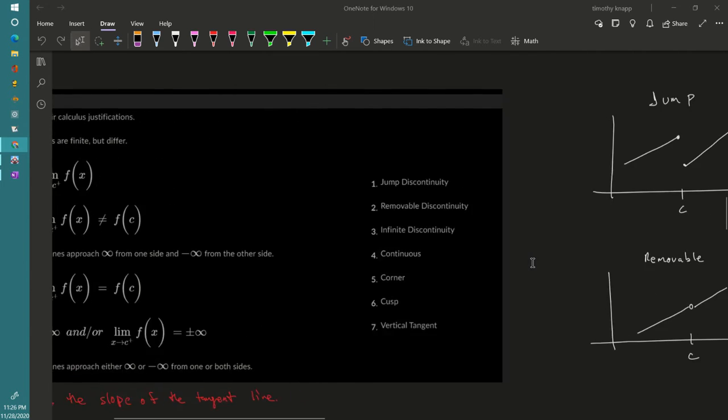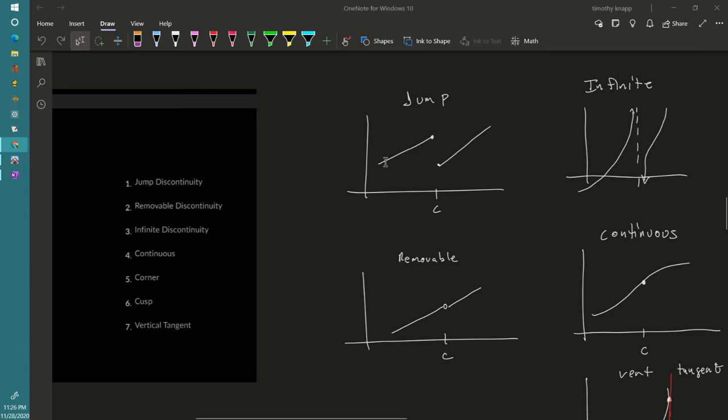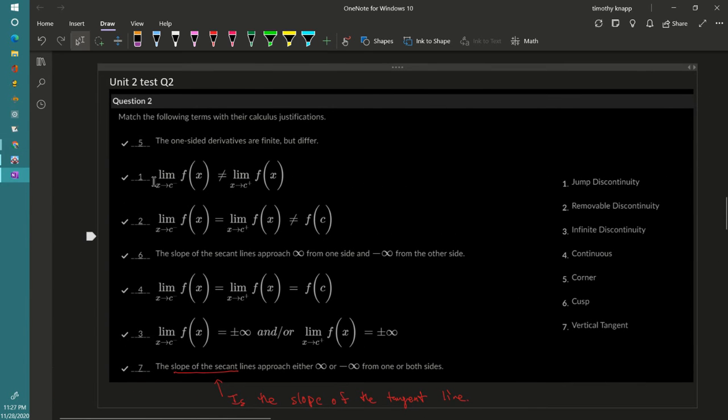So let's start with the jump discontinuity. Jump looks like this, where the left-hand limit and the right-hand limit are not equal as I approach C. So the left-hand limit here is something like, I don't know, maybe a 5, okay? And the right-hand limit is maybe over here, something like a 2, all right? So the left-hand limit and the right-hand limit are not equal. And so going back over to here, that is this guy here. Look, the left-hand limit, that's the little negative sign, is not equal to the right-hand limit, all right?